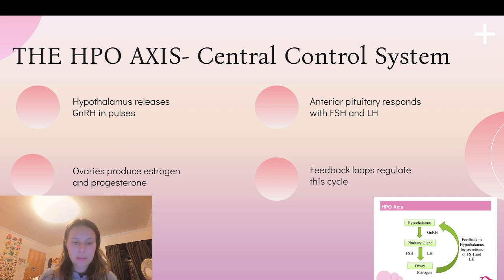The hypothalamic-pituitary-ovarian axis is the central communication network. It starts with the hypothalamus, which releases GnRH impulses. This stimulates the anterior pituitary to release FSH and LH. These hormones travel through the bloodstream to the ovaries, where they regulate follicle development and hormone production. Estrogen and progesterone from the ovaries then feed back to the brain to either suppress or stimulate further hormone release. This feedback system keeps the cycle in balance.